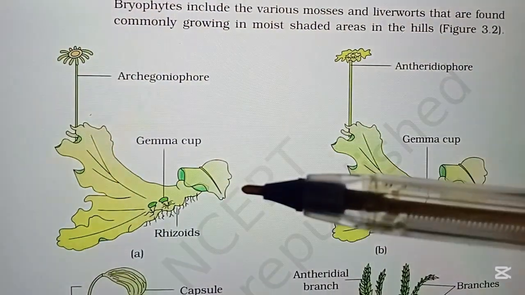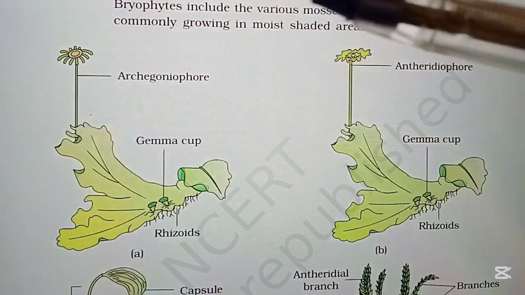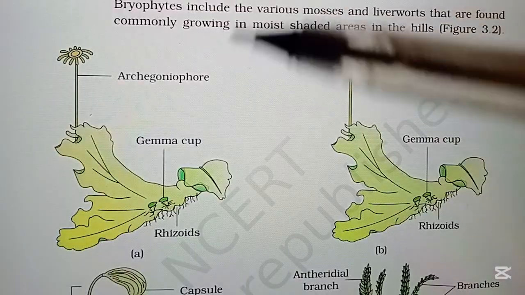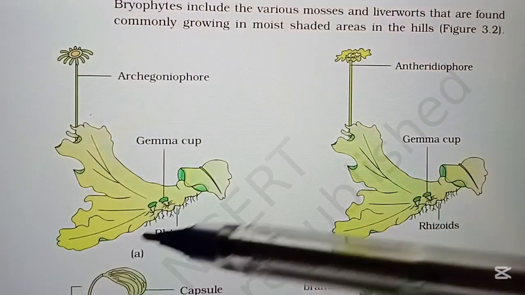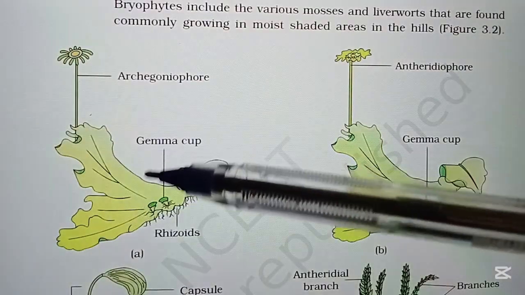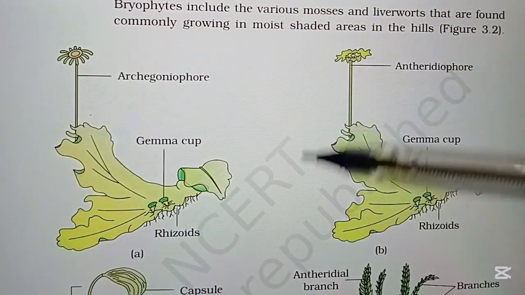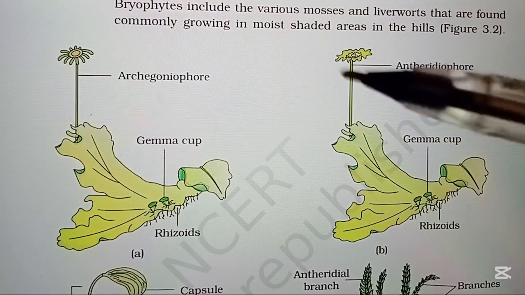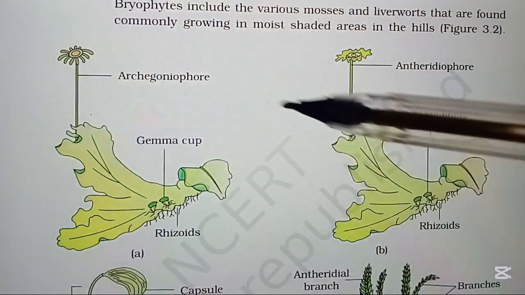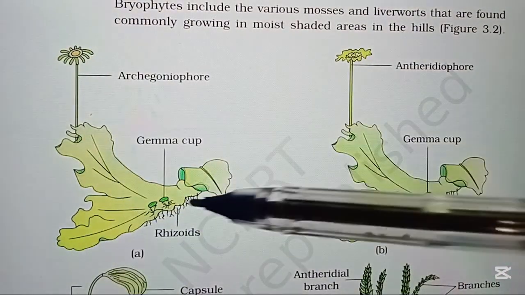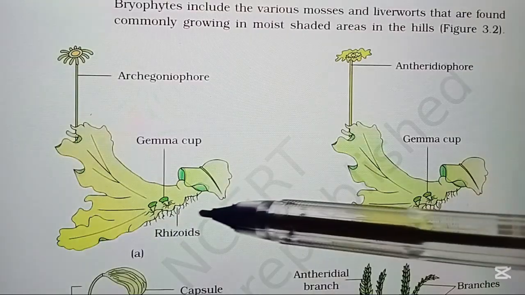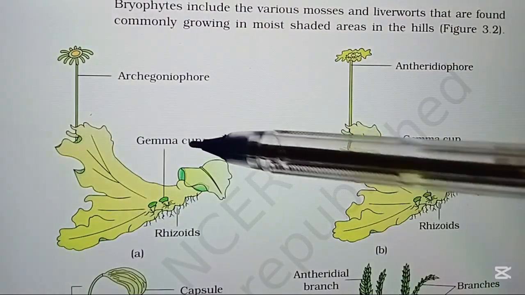Then comes the gemmacups. Okay, so the gemmacups are cup-shaped structures present on the thallus. This leaf-like structure you see over here is what we call a thallus, T-H-A-L-L-U-S, a thallus. So the leaf-like structure is called a thallus, and the egg-like structures found in the thallus are what we call gemmacups.